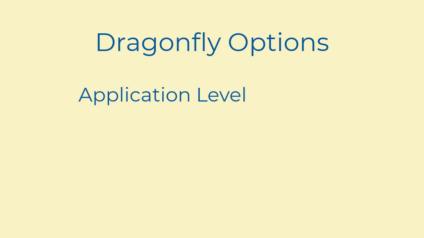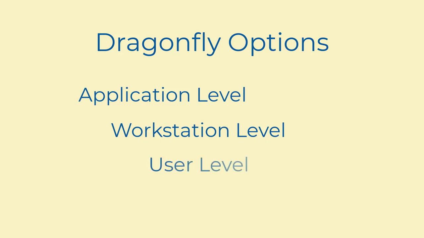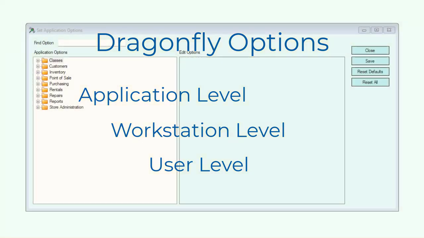Workstation options only apply to a single workstation. These options are generally hardware-related, as the hardware you use, like scanners and printers, may change from one workstation to the next. Finally, there are user-level options. Each of your employees can set these options based on their personal preferences. There is a separate editing form for each option level, as we'll see shortly.